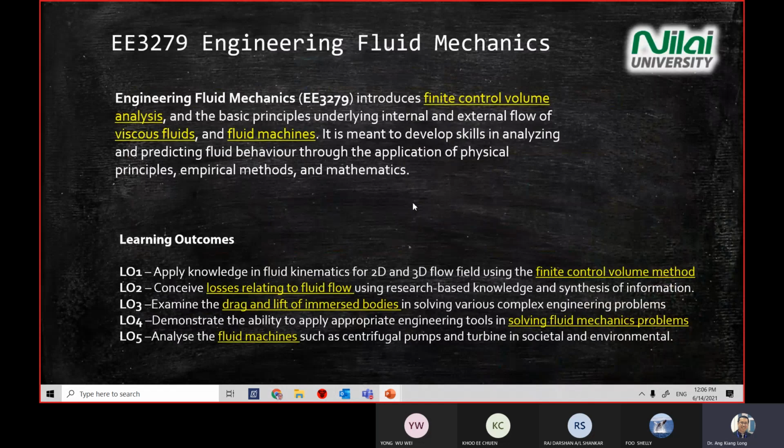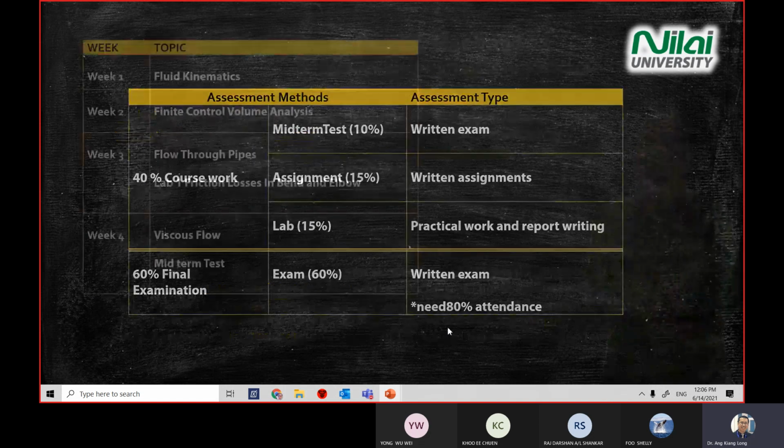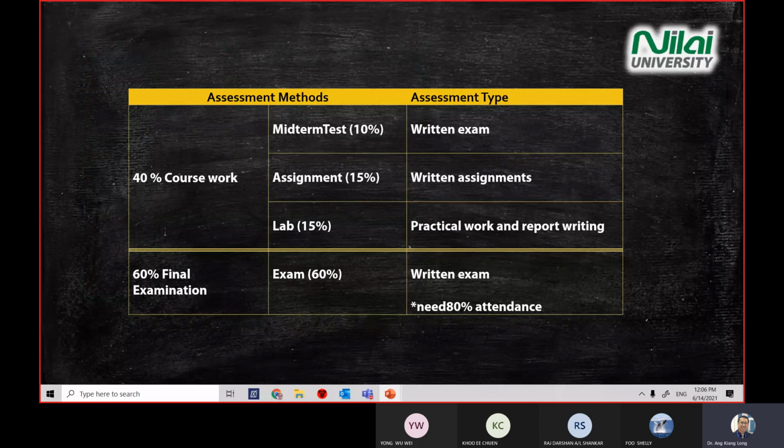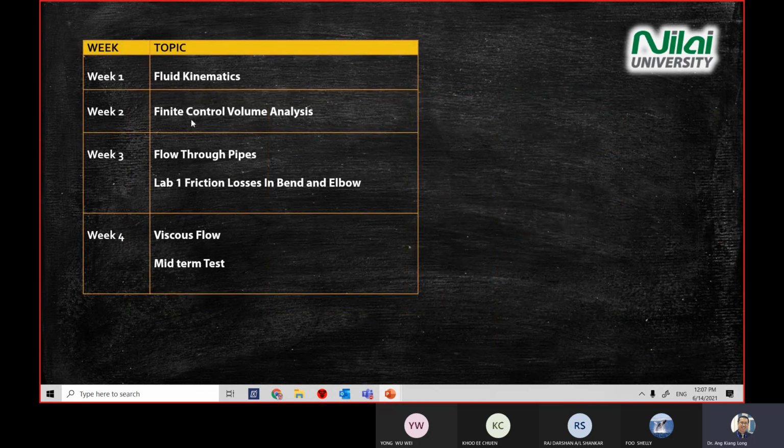Again, for the learning outcomes of this module, you're going to learn five things. The first one is the control volume method, which we will cover today, and losses, lift and drag. Then we're going to use some ANSYS software to solve the problem in the assignment. And then we're going to look at pumps and turbines. For your assessment, 40-60, make sure you understand the distribution of your marks.